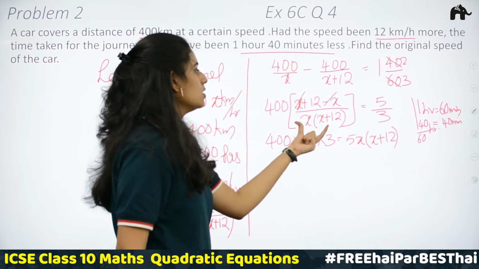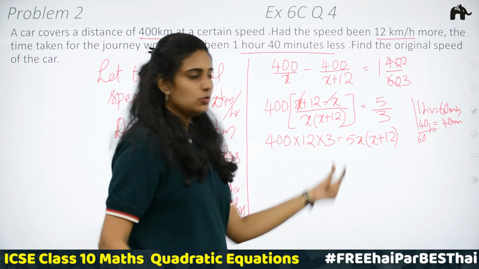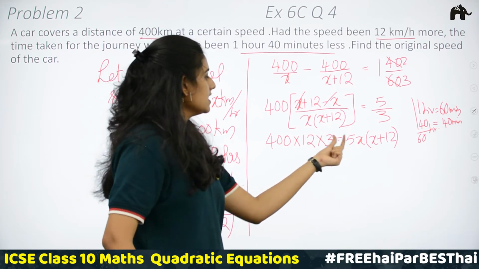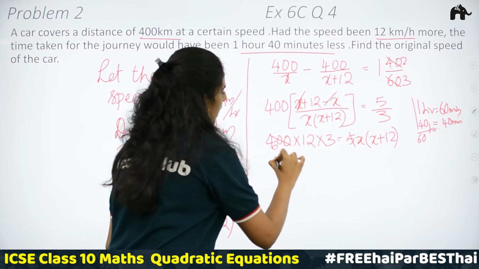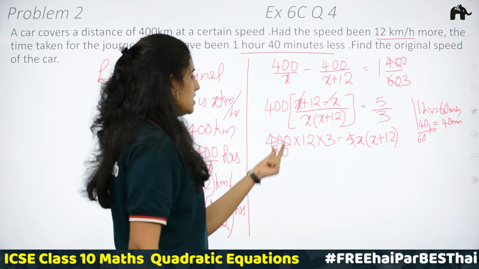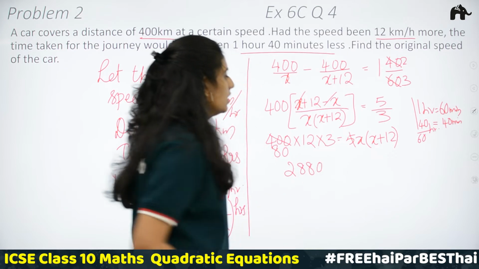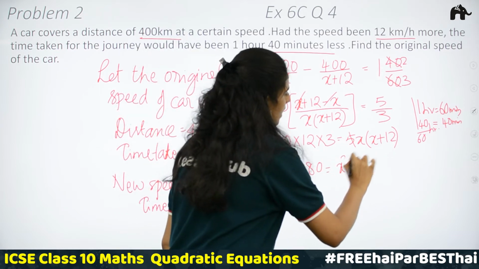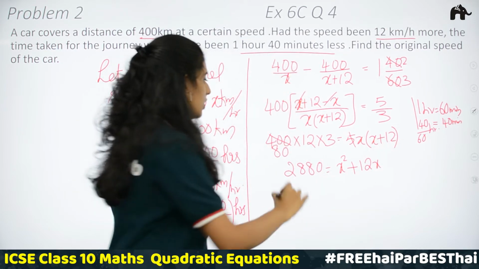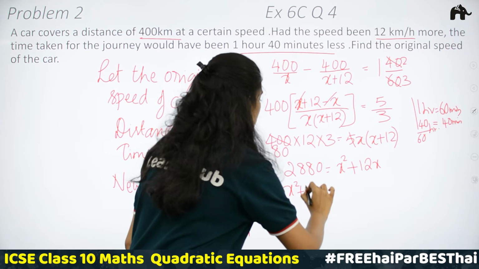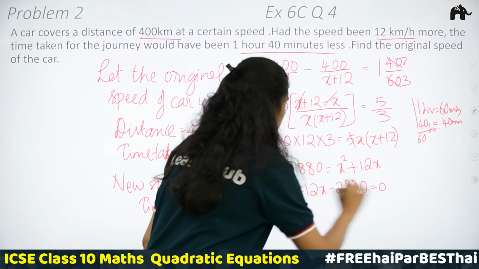I am taking this x into (x plus 12) to the opposite side. 400 into 12 into 3, here we can cancel this 5 and 400. 5 into 80 is 400. Now 80 into 12 into 3, that is 2880, is equal to x square plus 12x. So the quadratic equation is x square plus 12x minus 2880 is equal to 0.